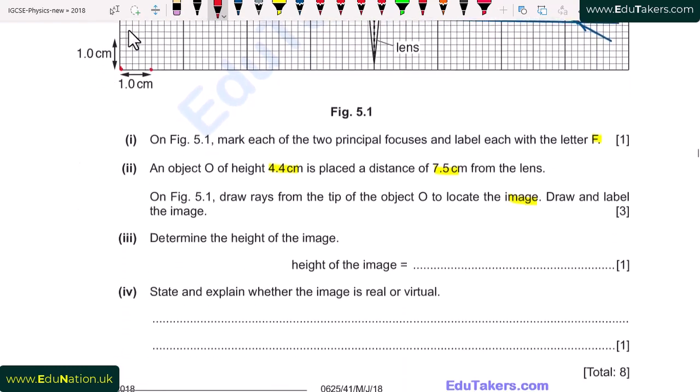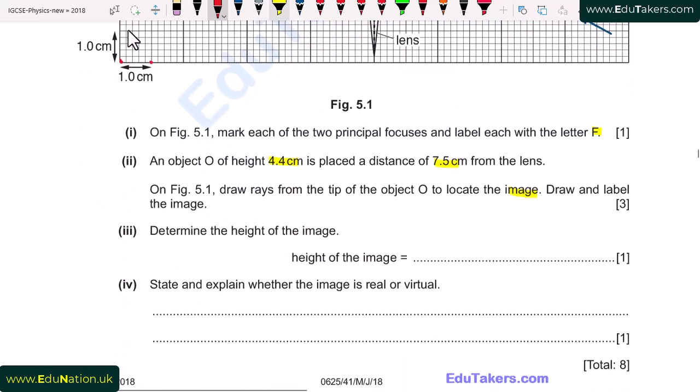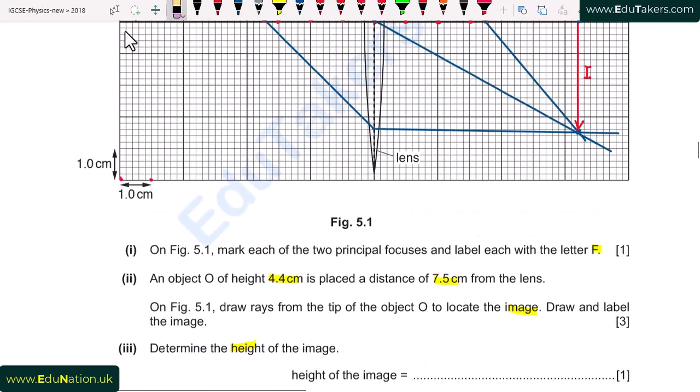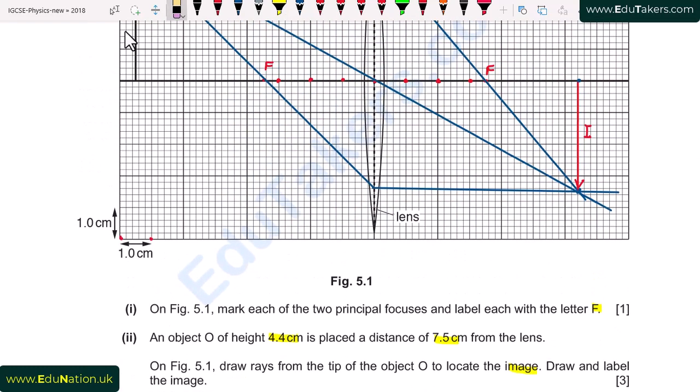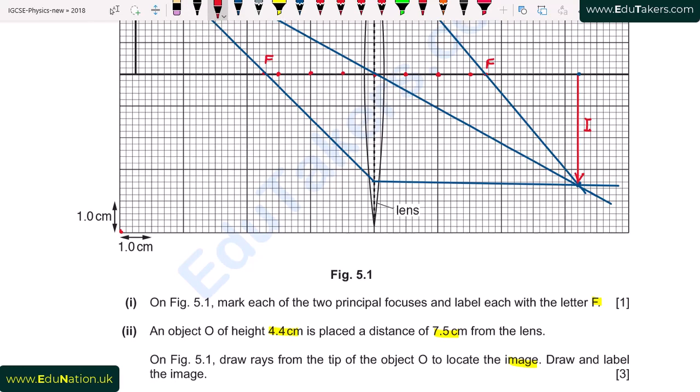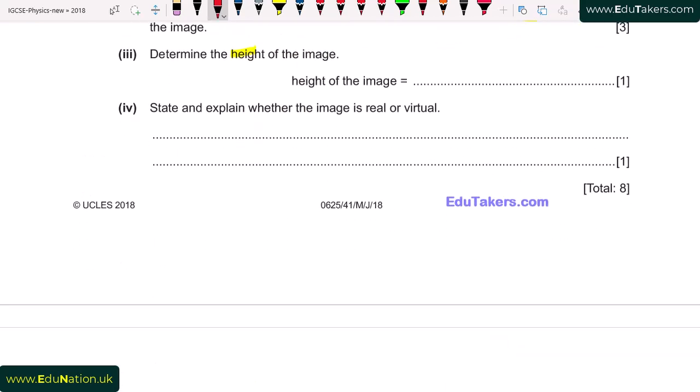Going towards the other part of this question. Part 3. Determine the height of the object. Here we have to find the height of the object. So going back to the figure, here we have to find out the height of this image. And here scale is given that one small box is equal to 1 centimeter. So using this, I find out that the height of this image is 3.7 centimeter. I write here, it is 3.7 centimeter.